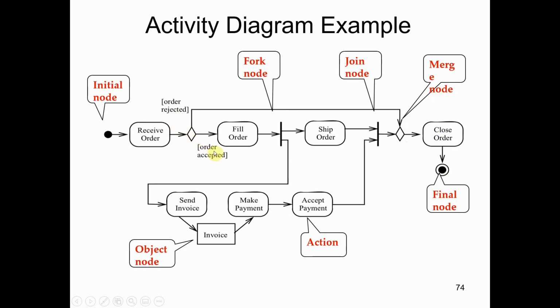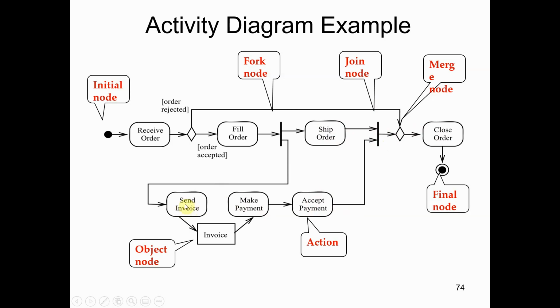If you accept the order, then you fill in the order information. Then we have a fork node here, which describes the concurrency. You ship the order, and at the same time you send an invoice for the customer to make payment and to accept payment. So you have the payment and the shipping going in parallel. This means the product cannot go out the door if you don't have the payment. These two must both finish in order for you to close the order. So this node is the join node.